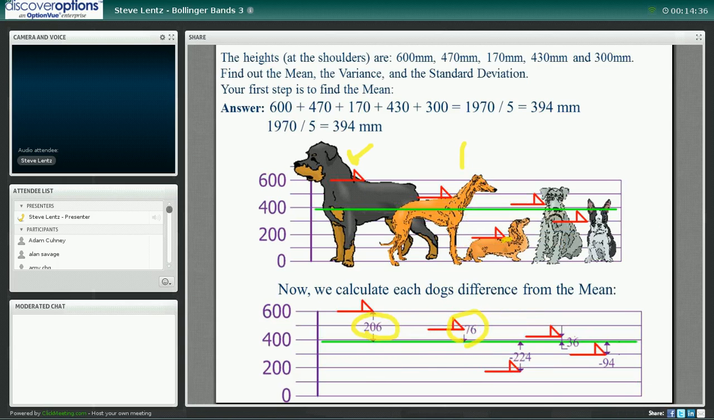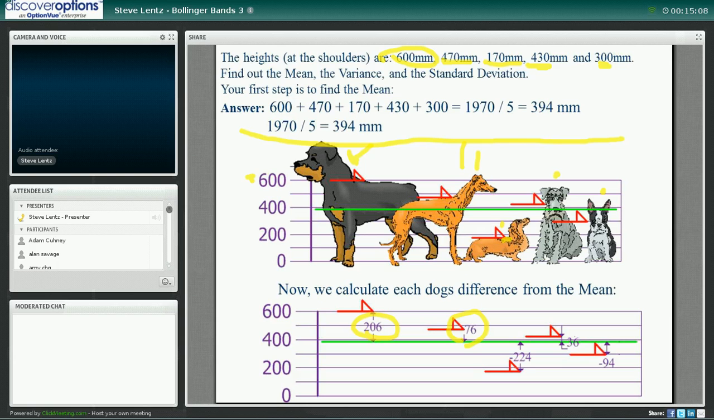Where's my little eraser? I don't have an eraser. Excuse me. Let's come up here. The height at the shoulders: 600 millimeters for this big guy. For this little whippet dog here, 470. For this little Dachshund, 170 millimeters at the shoulder. For the terrier there, 430. And then for this other terrier type, a Boston Terrier, I think, 300 millimeters at the shoulder.